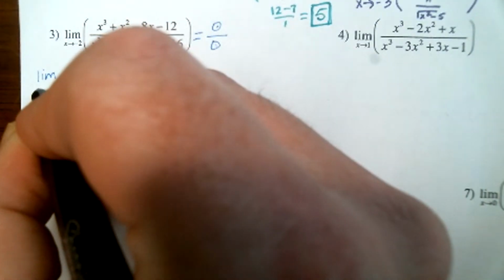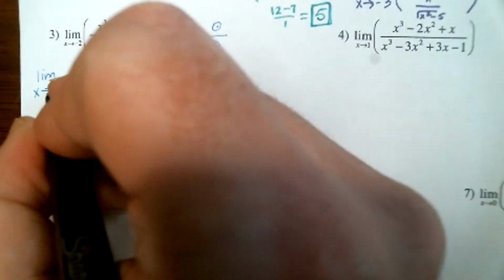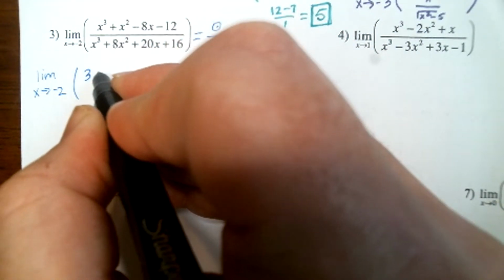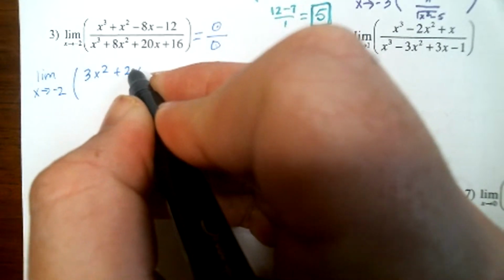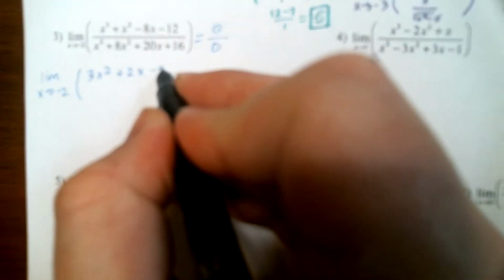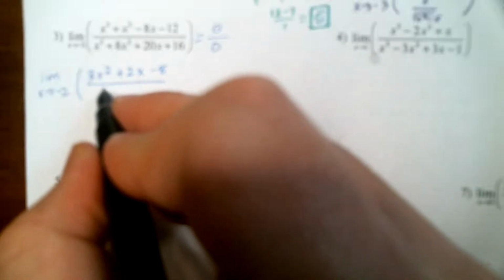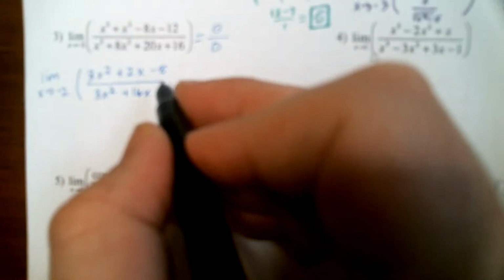Okay, so then that takes me to the derivative of it. The derivative of the numerator and denominator, as x approaches negative 2. So that would be 3x squared plus 2x minus 8 over 3x squared plus 16x plus 20.